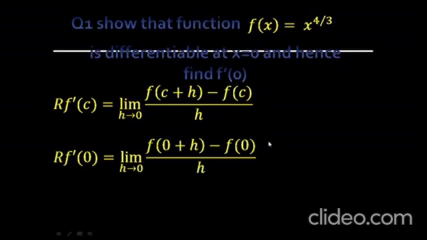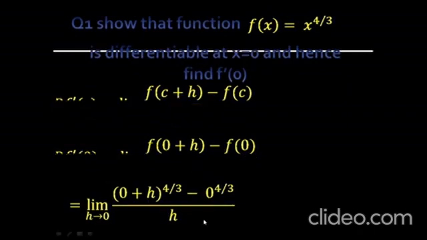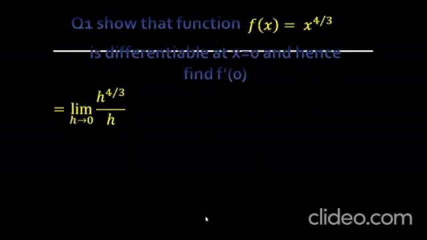If you are finding the value of f(0), replace x by 0. Then we get the result limit h tends to 0 of ((0 plus h) to the power 4 by 3 minus 0 to the power 4 by 3) upon h. After simplifying it, we get limit h tends to 0 of h raised to power 4 by 3 upon h, and simplifying one more time, we get limit h tends to 0 of h raised to power 1 by 3. Apply the limit, and you will get the result 0.